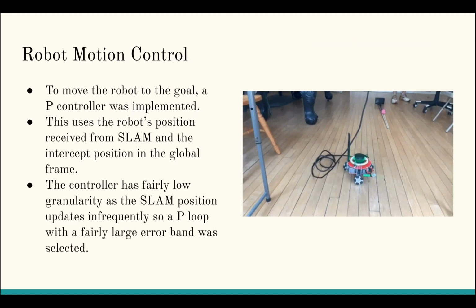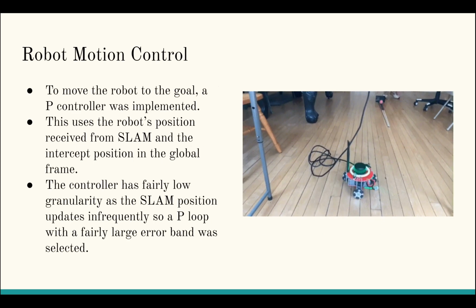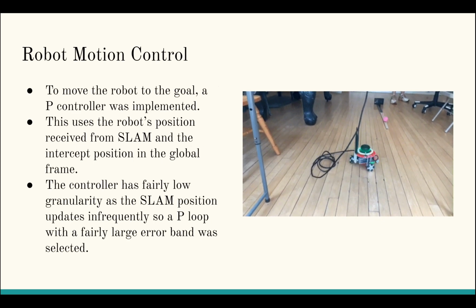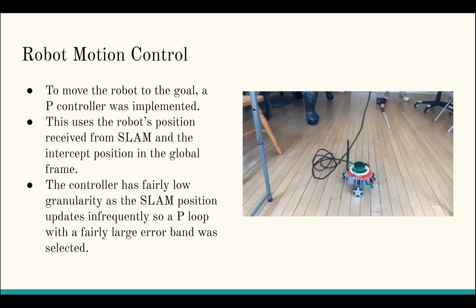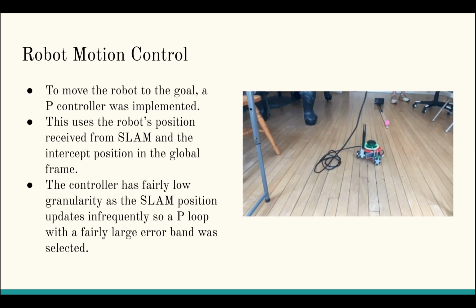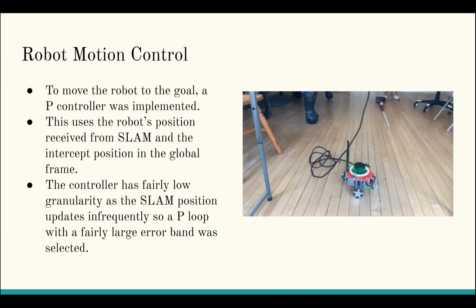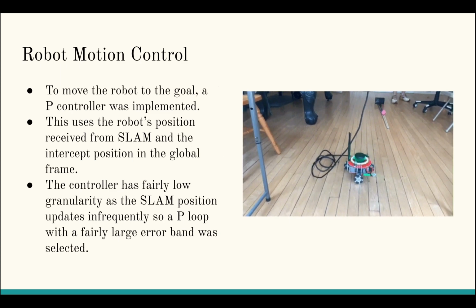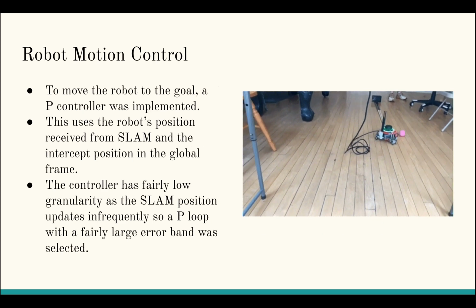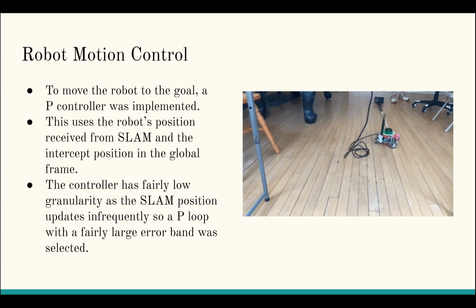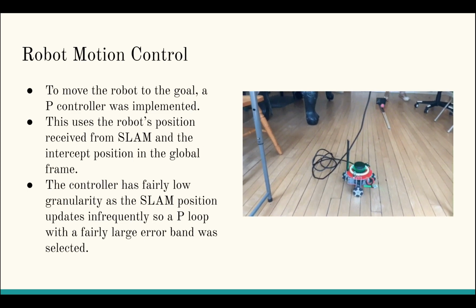And sort of the final piece was the robot motion control. So in order to control the motion of the robot to intercept the ball, we used a P controller. It uses the robot's position received from the SLAM and then that interception point that's calculated from the line. The controller has a pretty low refresh rate in terms of granularity because the SLAM position updates fairly infrequently. So we just used a P loop instead of a full PID, and we just had a fairly large error band.